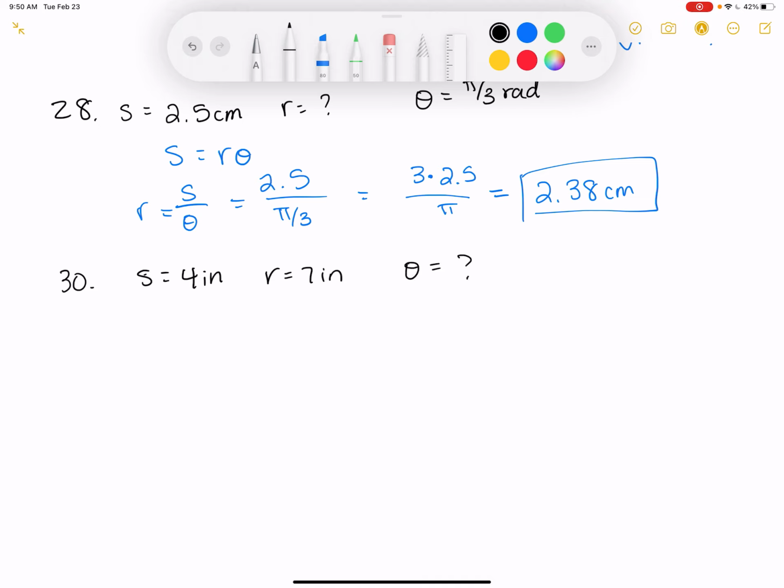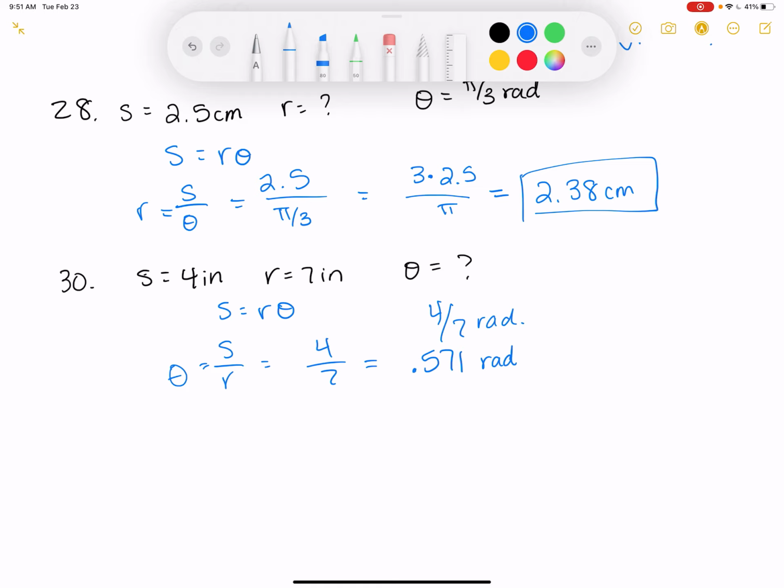So S over R is equal to theta. So 4 over 7, which is 0.571 radians, because we're solving for theta. Just so you know, for the radians, most of the book's answers just leave it as a fraction. So either one is fine. I'll take the decimal or the fraction for the radians. The other ones give the decimal answer.